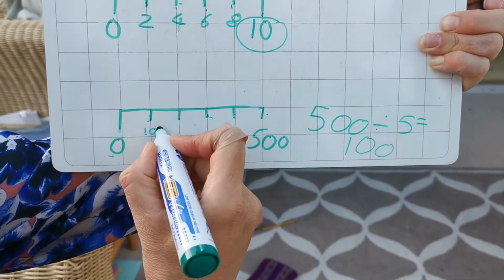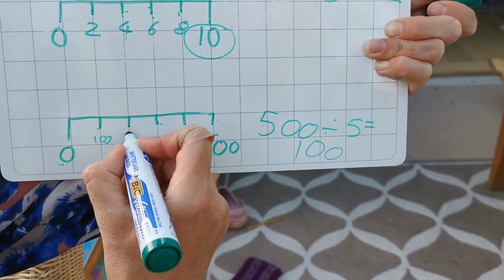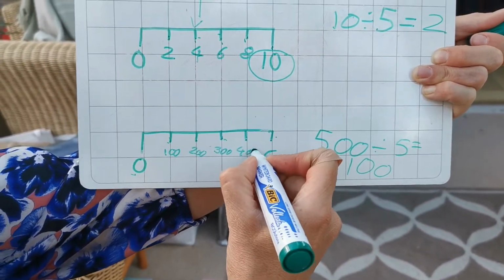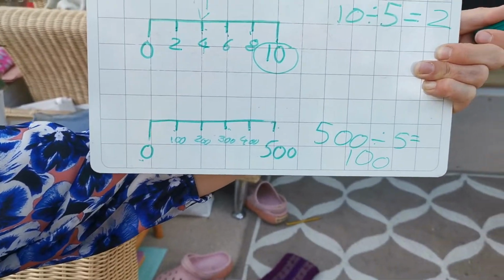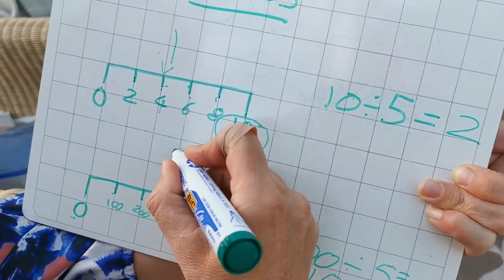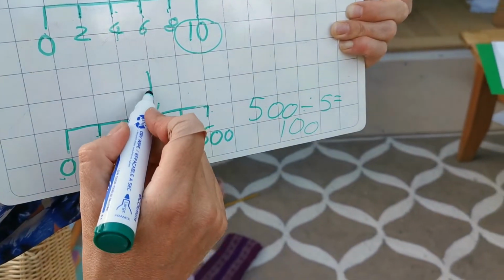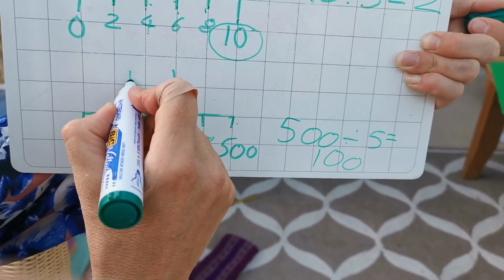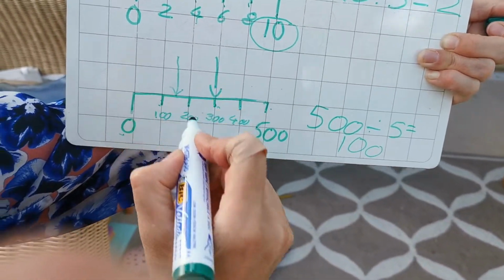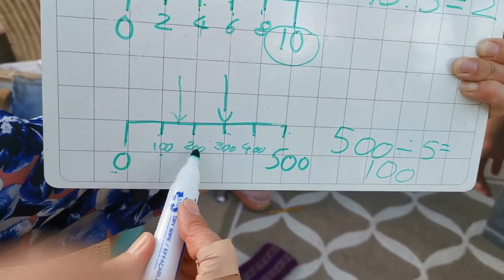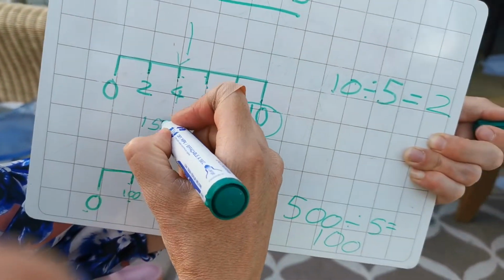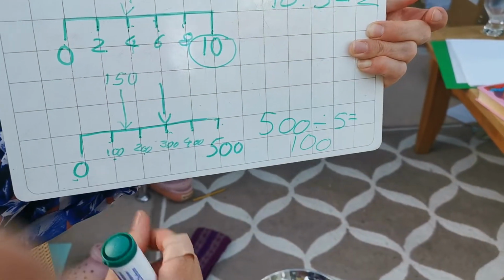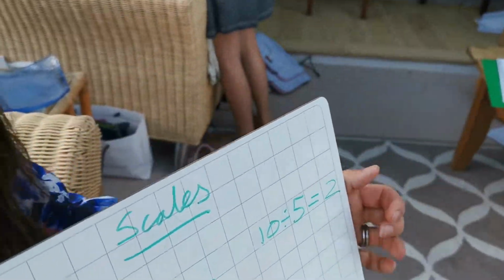So should we see if it fits? If each section is worth 100, that would be 100, 200, 300, 400, and then 500. So it fits, doesn't it? It's perfect. So if the arrow was there, we would know that this was 300. If the arrow was in the middle, we would know that halfway between 100 and 200 is 150. So think about numbers which are also halfway between the numbers on the scale. I hope that's clear.